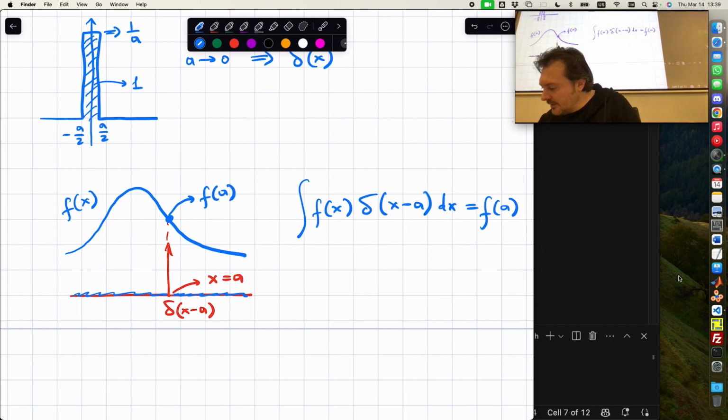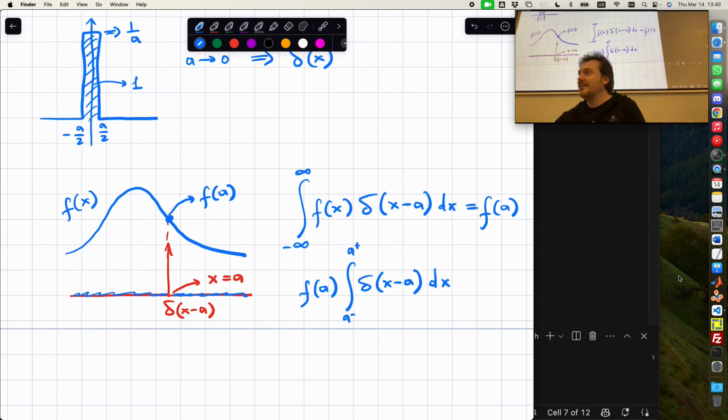So otherwise it's 0, so it's basically an integral around x equals a, and at that point you can just take it out. I hope this is not a mathematical sin. In order for this to be valid, f needs to be continuous. Okay? F needs to be continuous. Very good. So you get the point that it's f(a).